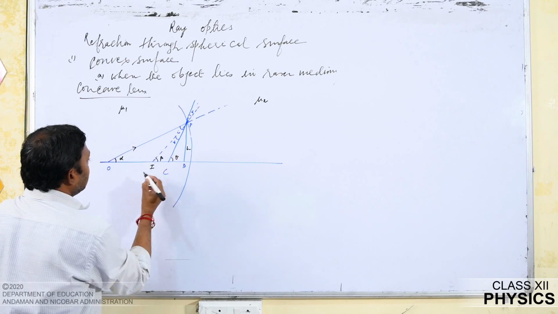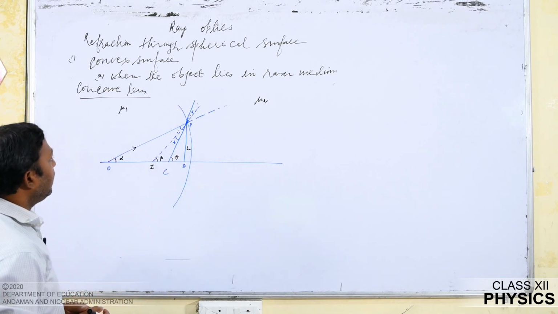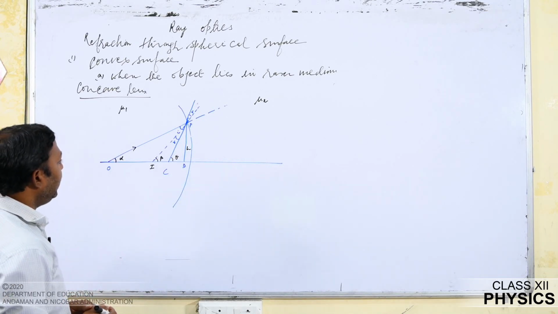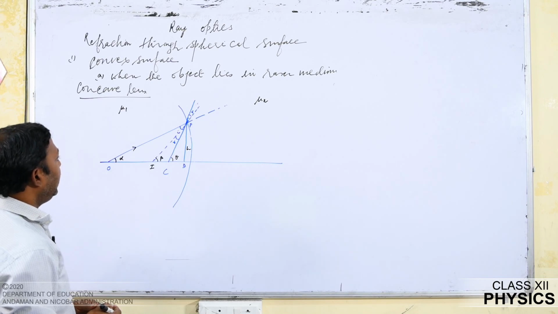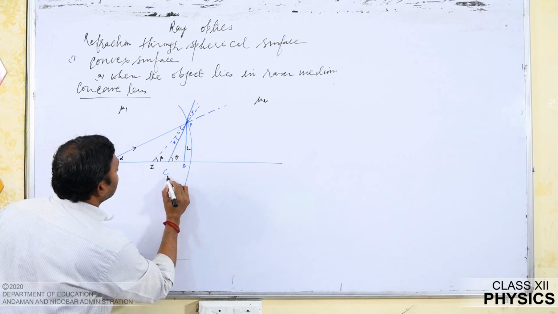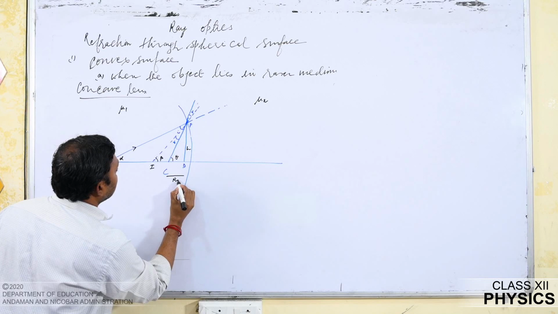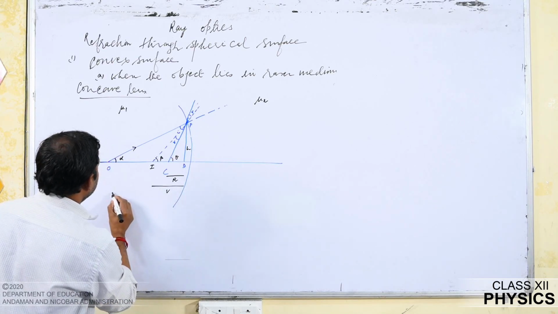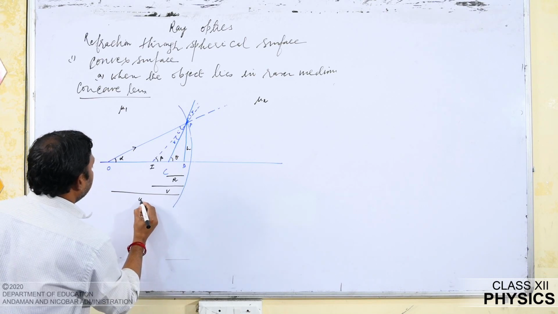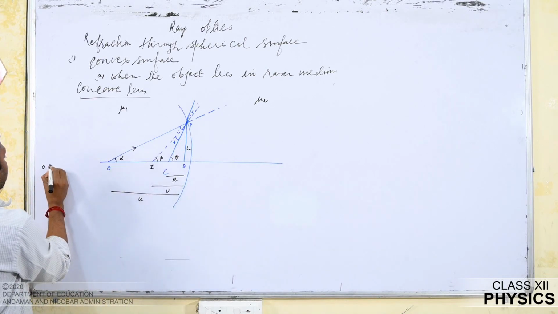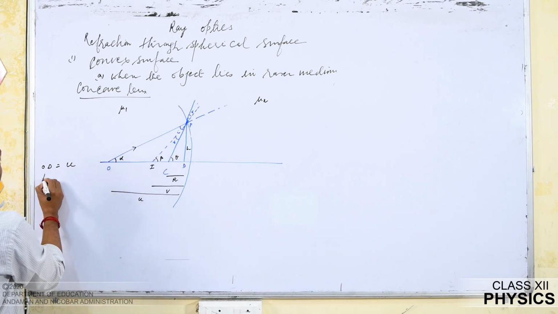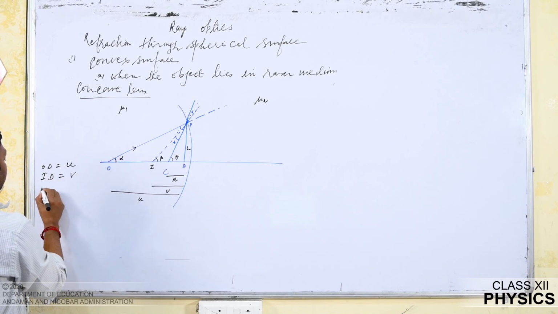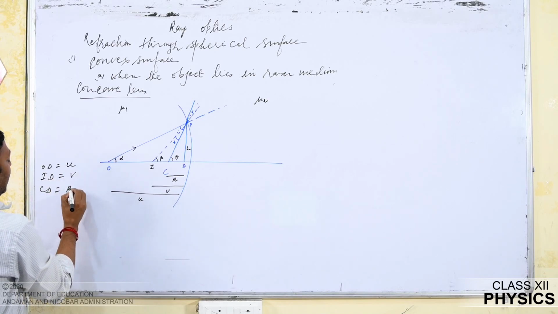Now, we will try to find out the relation between u, v, r and refractive indices. So, here CD is nothing but it is r, this is v and this one is u. So, here OD is equal to u, ID is equal to v, CD is equal to r.